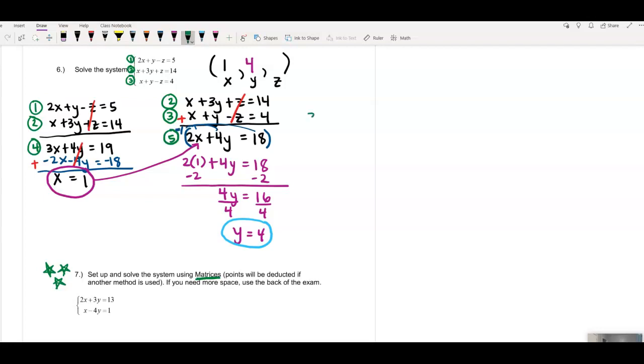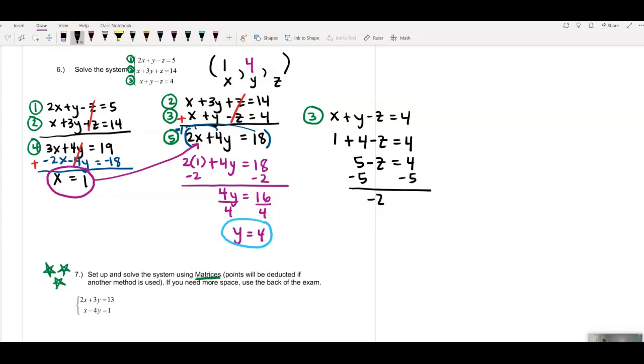All right, so I'm going to just write down that it's equation 3 that we're choosing to plug these numbers into. So in place of x, I'm going to put 1. In place of y, I'm going to put 4. And then I'm solving for z. So 1 plus 4 is 5. And then I need to subtract 5 over. So I got negative z equals negative 1. But I don't want to know what negative z is. I want to know what positive z is. So z equals positive 1.